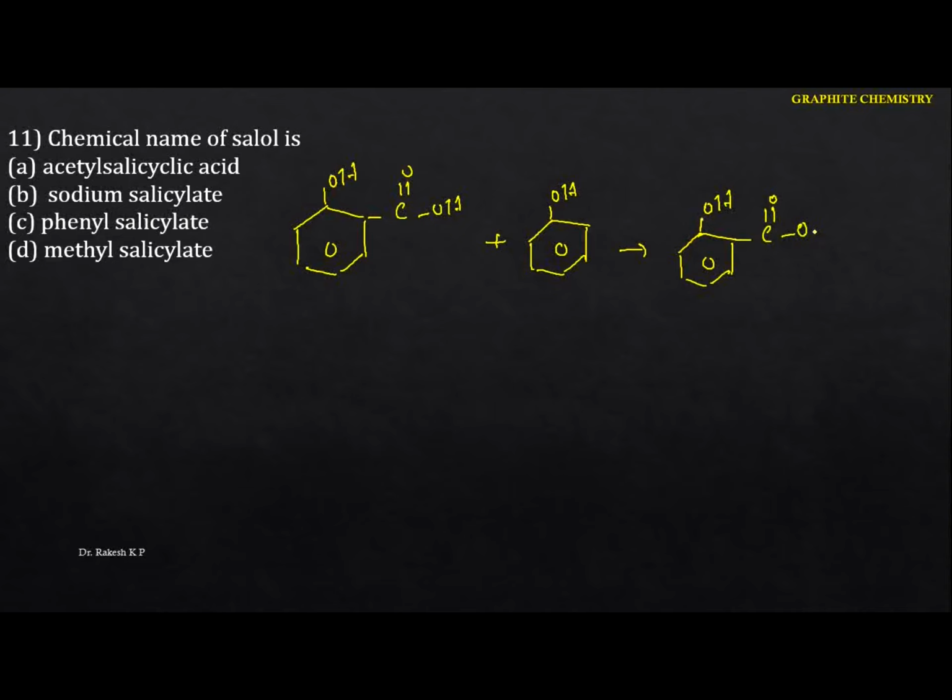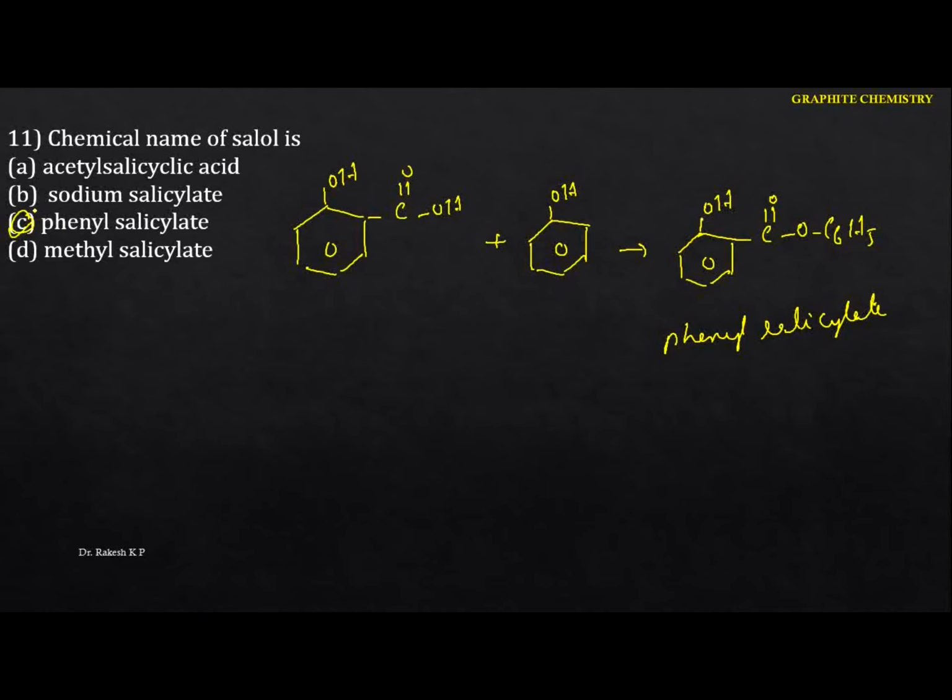Okay, I'm going to write it in the condensed formula, that is C6H5. So this is phenyl salicylate. The phenyl salicylate is nothing but salol. The chemical name of salol will be phenyl salicylate. This is the method to prepare this particular compound. Okay, next one. The option in this case is C.